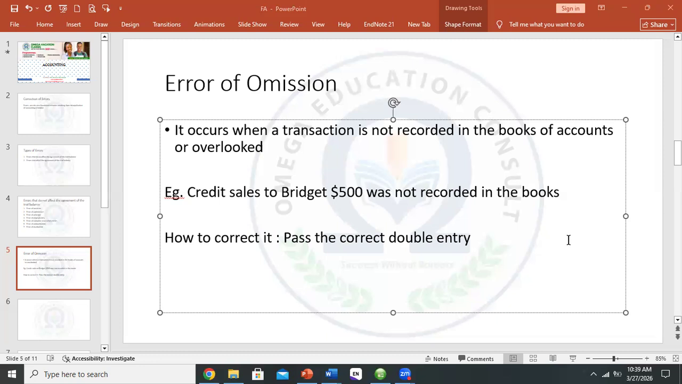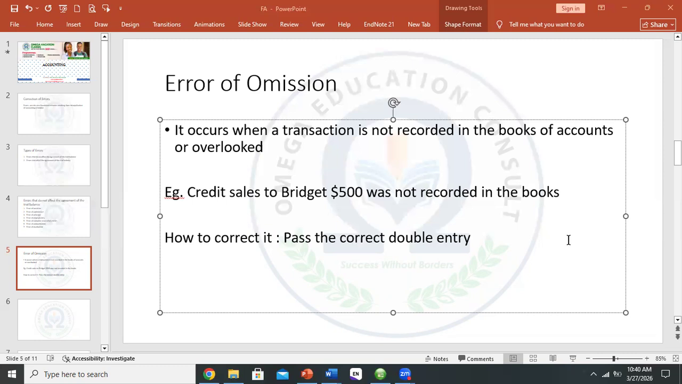So since we are doing correction of errors, I would assume that Professor Kujo just committed another error. You have completely reversed the double entry, right? Which is another error we would look at. So I think you mean to say we'll debit Bridget and credit sales, right? That should be the correct thing.